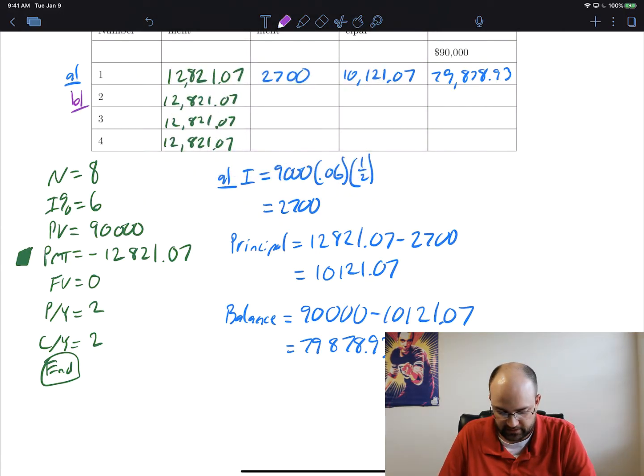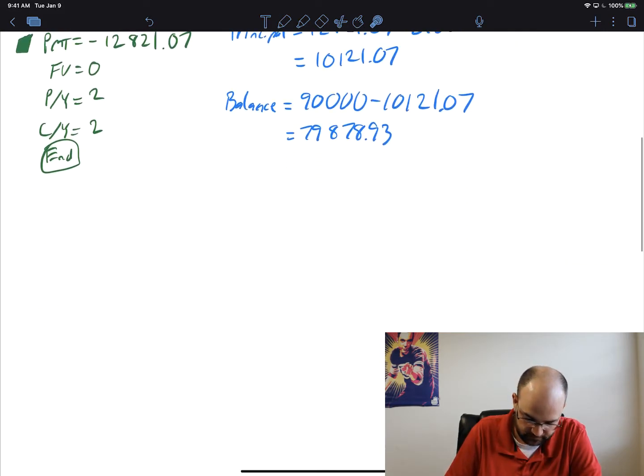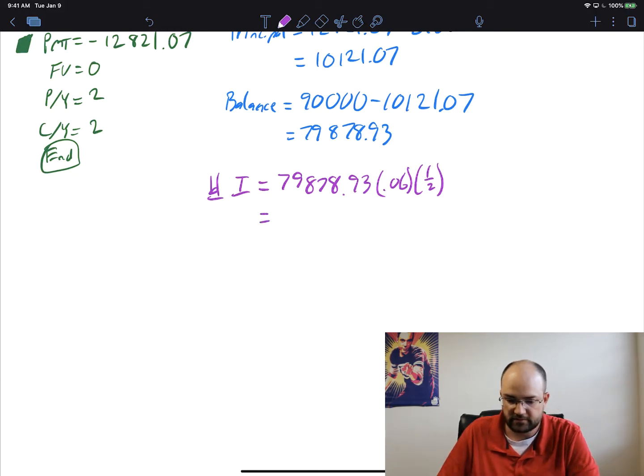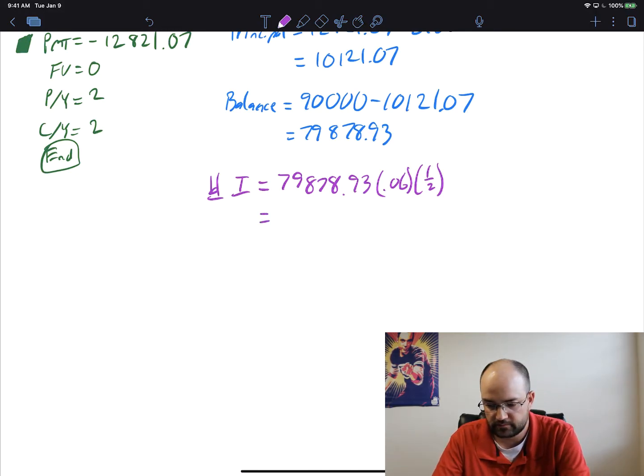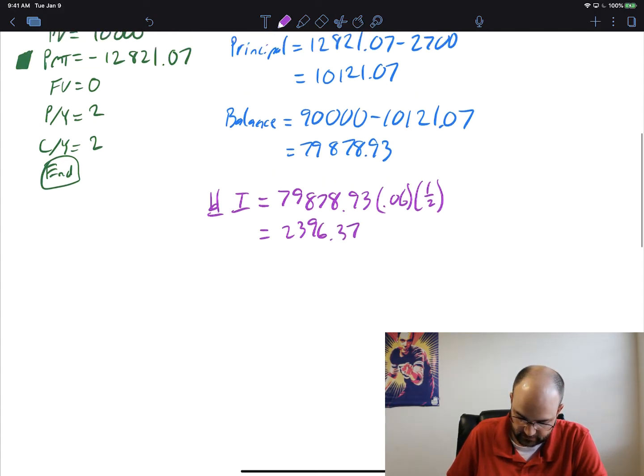For the second row, you do the same thing. For this one, this times your interest rate. So for letter B, the interest is the principal that was left, which was $79,878.93. Then times your interest rate of 0.06 times a half a year still. So take that and multiply by that. So I'm going to wind up with 2396.37.